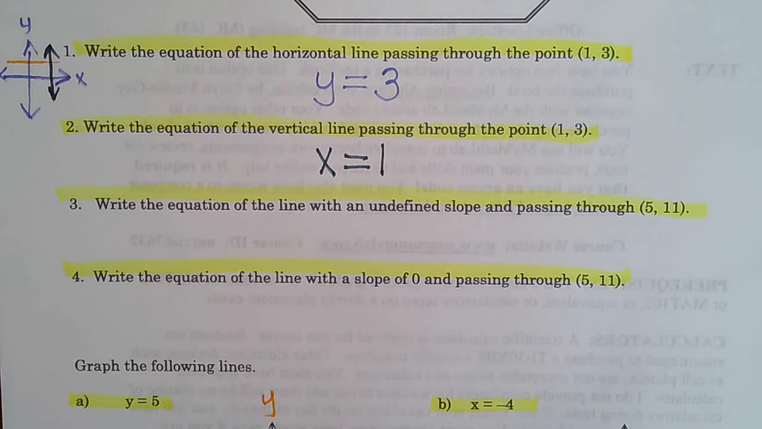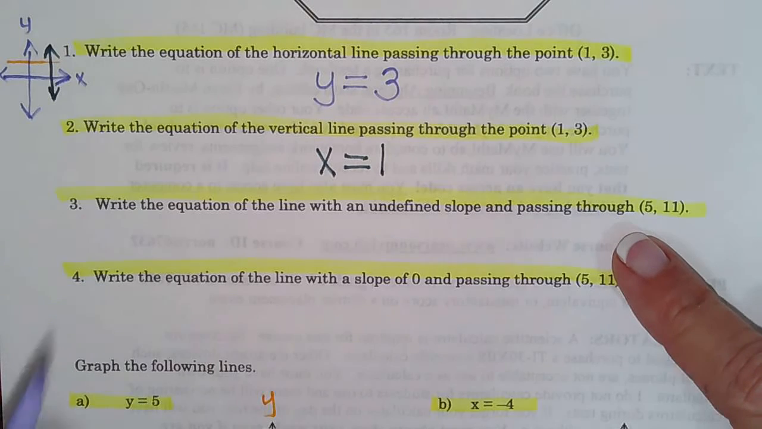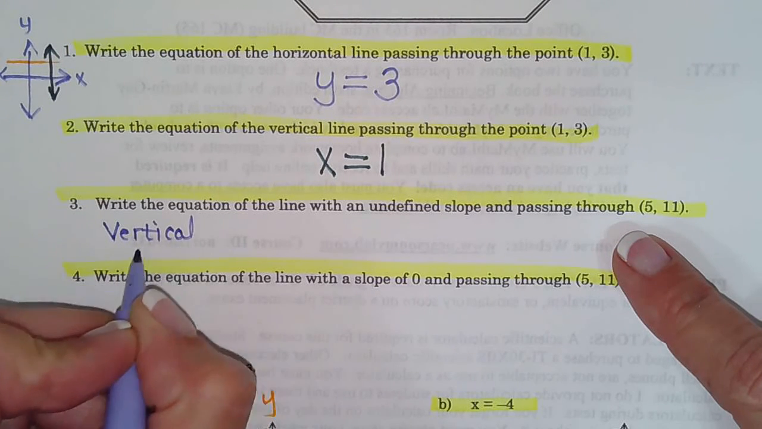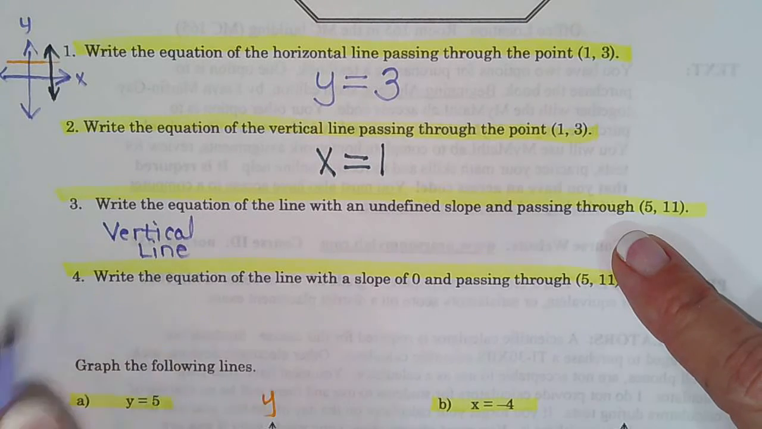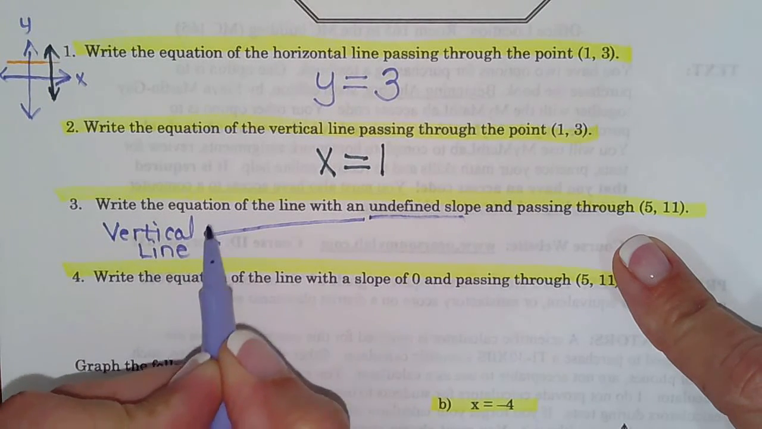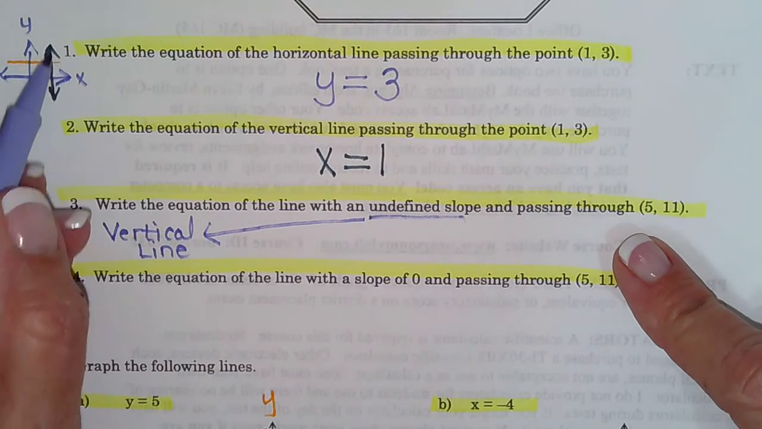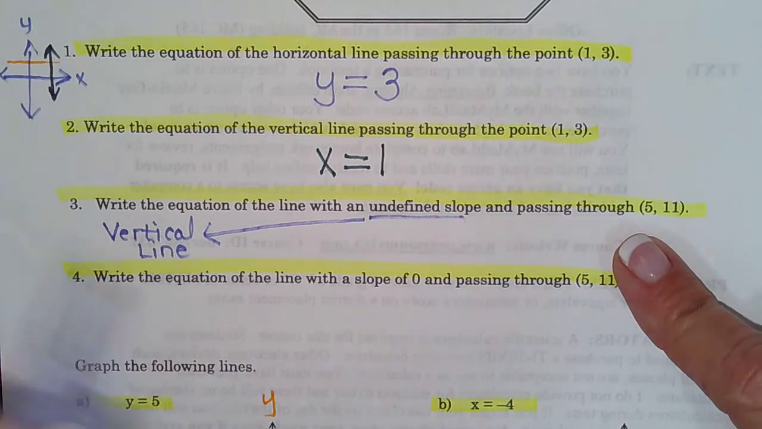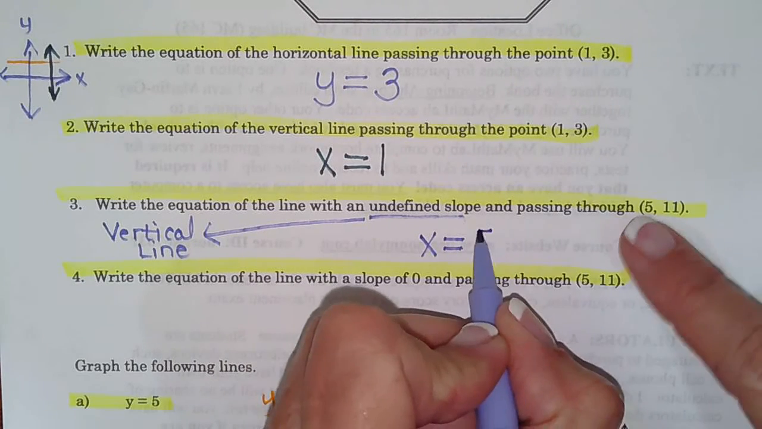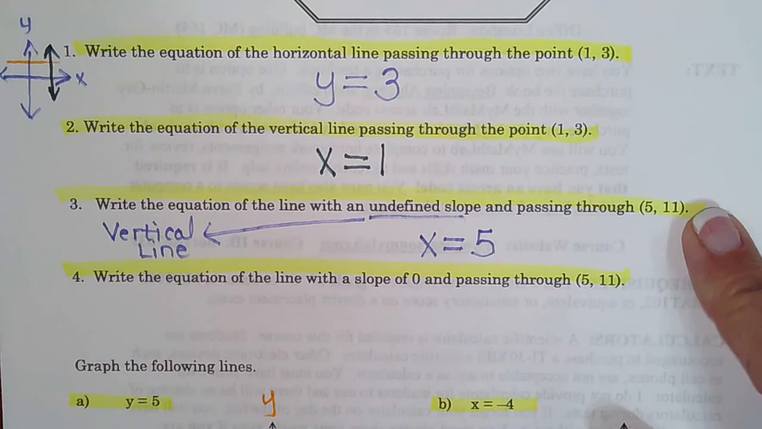Okay, so next we have number 3, undefined slope. Well, undefined I know means vertical because there's no skiing on vertical lines. So no skiing on a vertical line, and vertical lines only go through the x. So I know this is x equals, and I pull the x coordinate from the point. Remember, x is first, y is second.